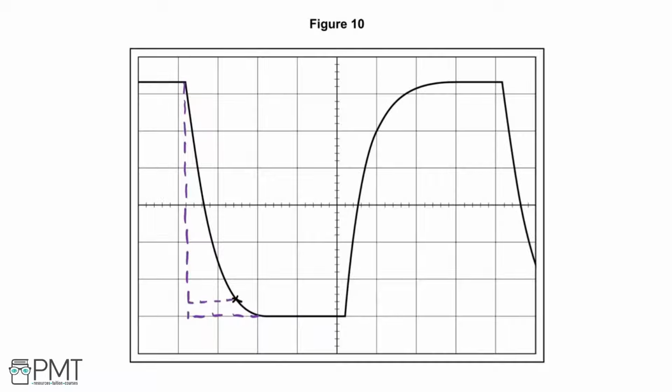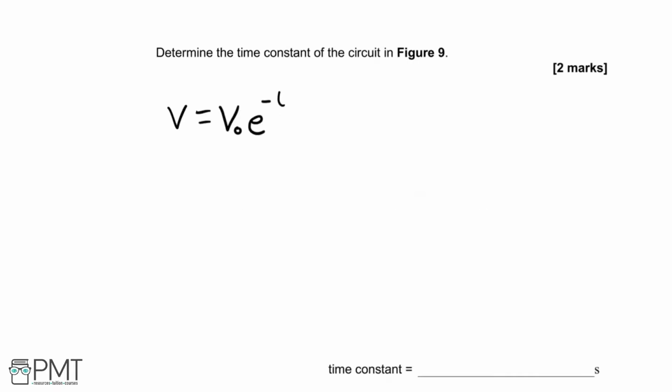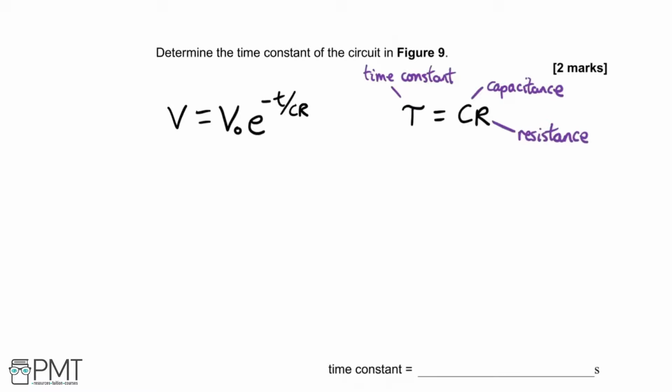So writing down the equation for voltage decay in a capacitor-resistor circuit in the answer space, the time constant of this circuit is going to be equal to CR. So let's make a substitution so that we don't have to keep writing CR every time. Let's rearrange to make tau, or the time constant, the subject.